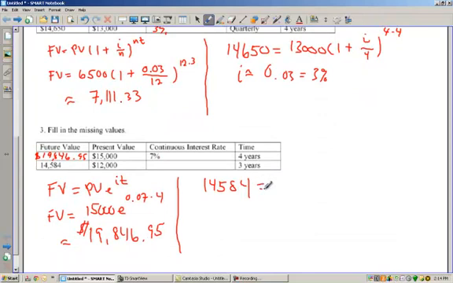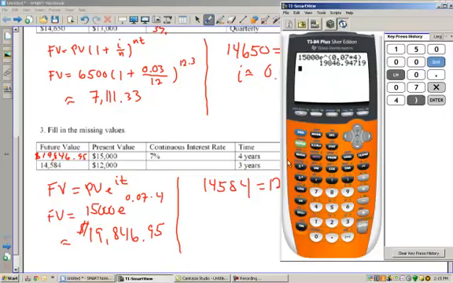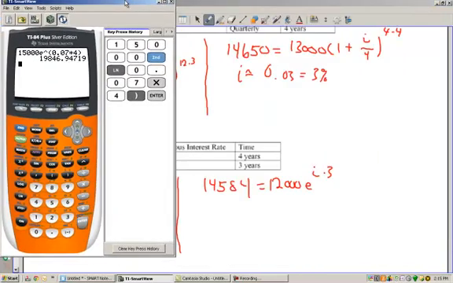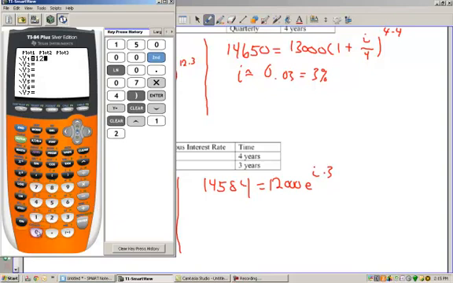And so this is equal to now, that's a future value. The present value is 12,000, so I copy down the 12,000. Then I have e to the I, I don't know, so I just keep it as I. And T is 3 years, so times 3. So now I graph the right, graph the left, and intersect. So on my calculator, I hit Y equals. Let's clear this out, clear that out. And I plug in the formula, 12,000.